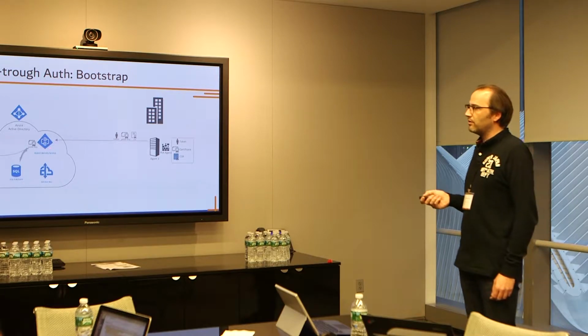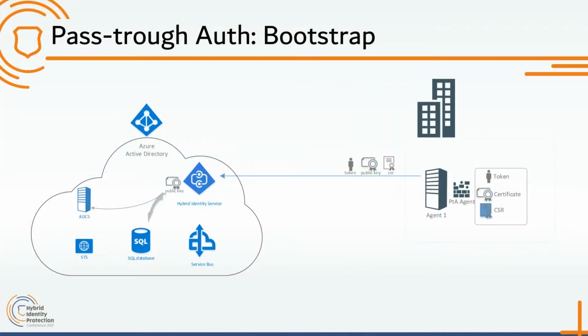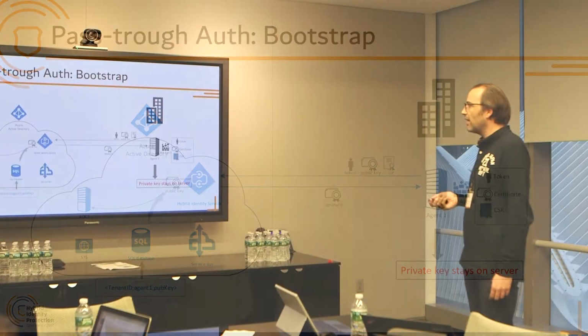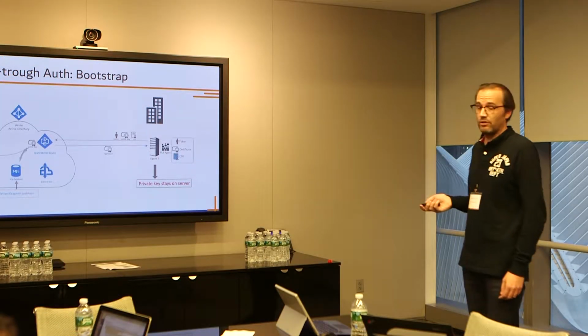Then the PKI infrastructure in Azure Active Directory signs that, so now it becomes a signed certificate. The hybrid identity service puts the public key into an SQL database, together with the agent name, location, and some other information as well. There you go. Once it does that, it sends back the signature to the PTA agent, so the actual valid certificate, and the private key of this server stays on this server.